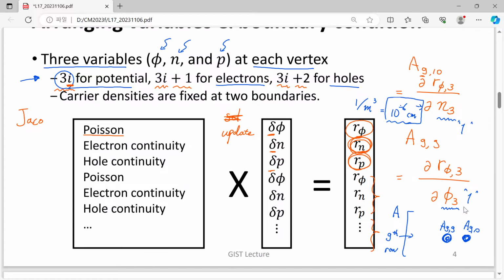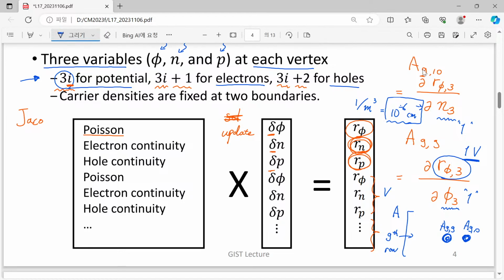And how about this change shown in here? What is the unit for this electrostatic potential? This is in a unit of volt. So when you say the A sub 9,9 component, then you are observing what happens to your Poisson equation when you change your voltage by 1 volt. Oh, that is a really huge difference.